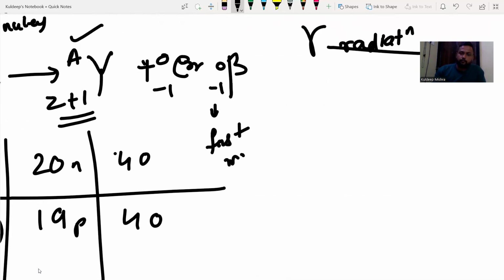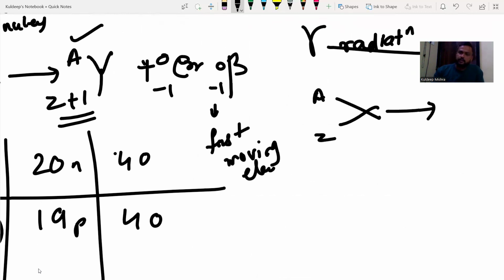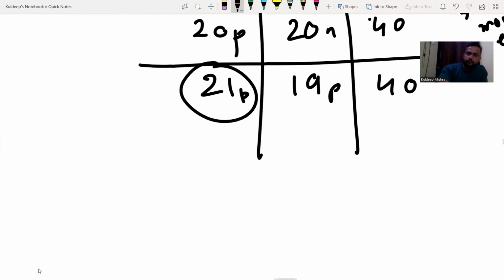Fast moving electron. In gamma radiation, if an atom nucleus gives out gamma radiation, there is no change. It is the same thing. See, this is also the parent nuclei. This is also the parent nuclei. But here it was changing from X to Y.